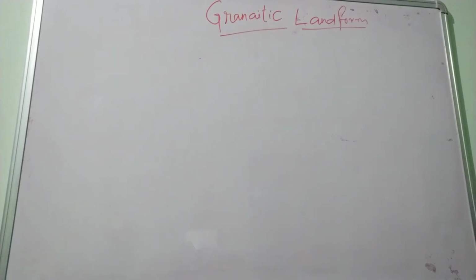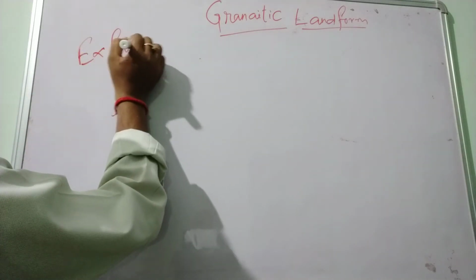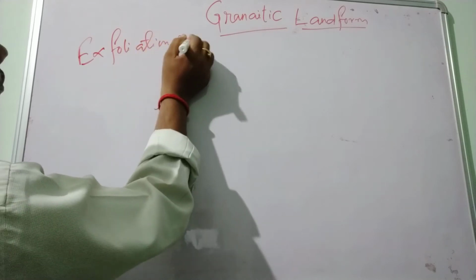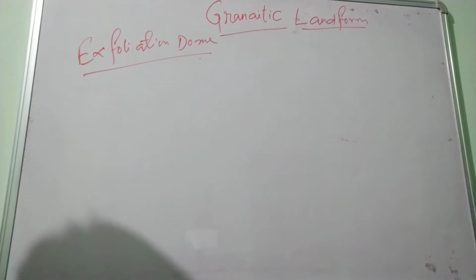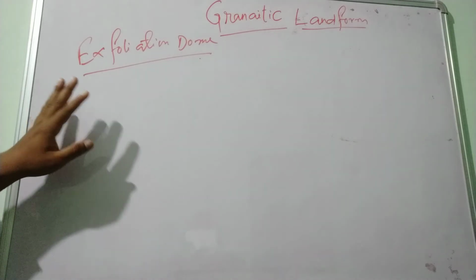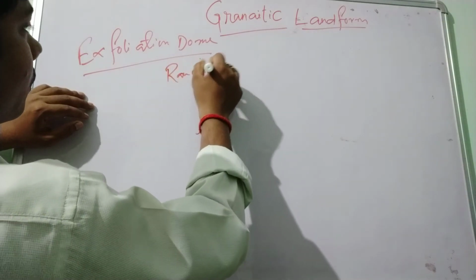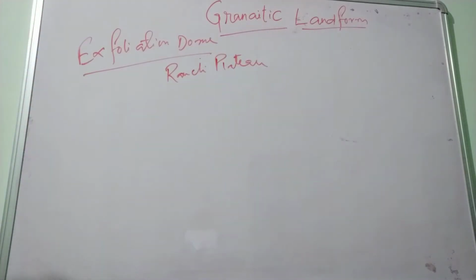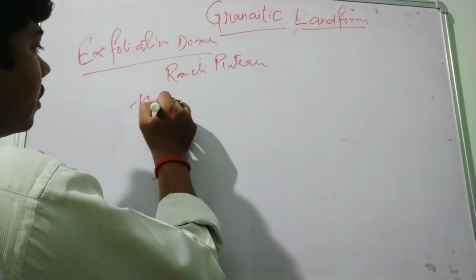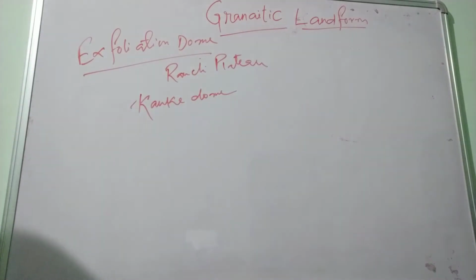First, coming to the exfoliation domes. When granitic rocks are subjected to exfoliation, or onion weathering, it gives birth to a dome-shaped landform, which is known as an exfoliation dome. Several domes have been found near the Ranchi plateau. The Kanke dome near Ranchi city is an example of an exfoliation dome.